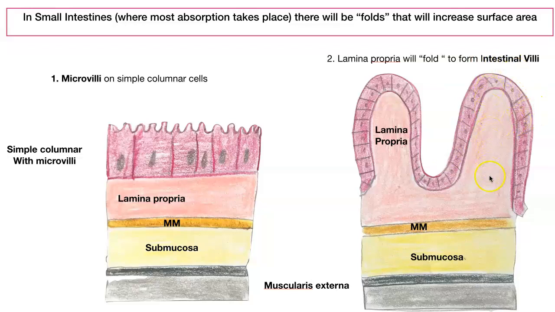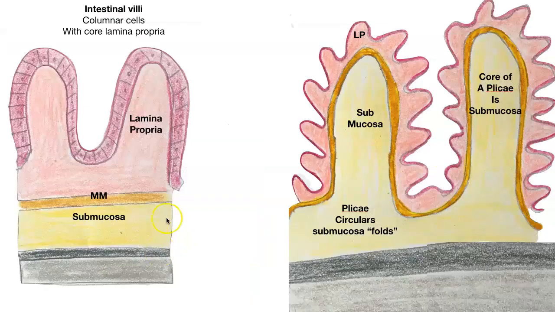Now these structures, we have 2 of them here that I drew. These are called intestinal villi. The core of an intestinal villi is that lamina propria, and they're surrounded by the simple columnar with microvilli. So far, so good? So here is that same structure I just showed you.